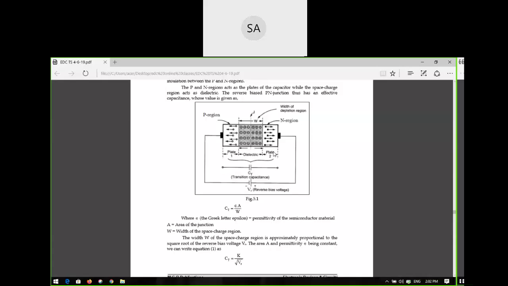Depletion region increase means the capacitance value will decrease, because what is the parallel plate capacitance formula? It is epsilon A by W, or D. What is D, or W? It is the distance between the plates. So this is plate 1, this is plate 2, and in between, the depletion region acts like an insulator, a dielectric. So it gives a capacitor effect.